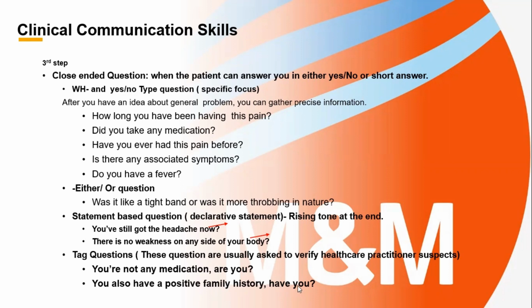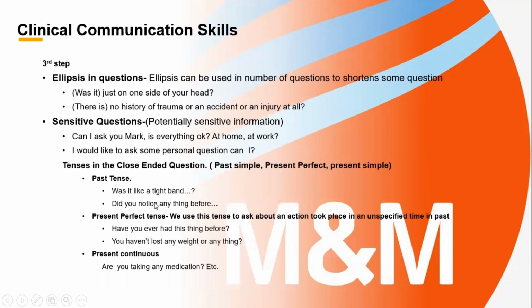This is the tagging question, what you suspect, and you have the answer in the question. Normally, ellipsis is used by native speakers to shorten their response. Let's say if they're talking about pain, they can say just, is it on one side of your head, rather than saying, the pain is on one side of the head. In continuation, they can use ellipsis in the question to shorten the answer.